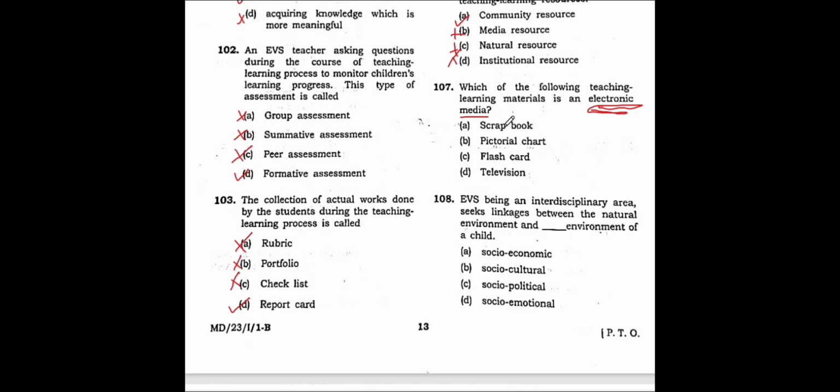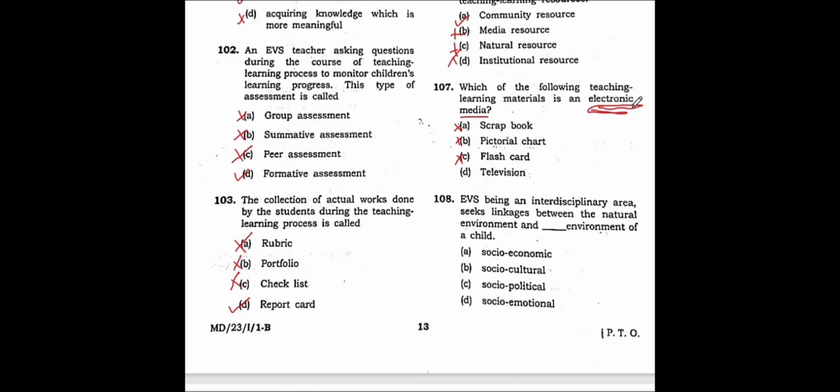So scrapbook, what is a scrapbook? A scrapbook is a hard book, like a type of copy, with pages of different colors. So this is not something which we will call electronic. This is made up of plants, like the pulp of bamboo and all. We make this scrapbook. Does it mean pictorial chart? A chart can be made up of paper. Then what about flashcards? Flashcards are also made up of paper, stickers, plastics. So these three will not be the option here.